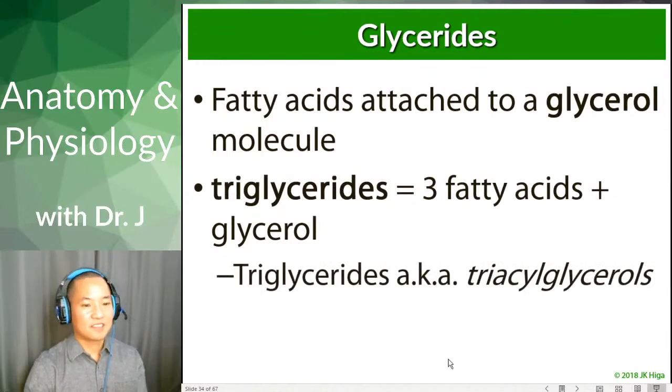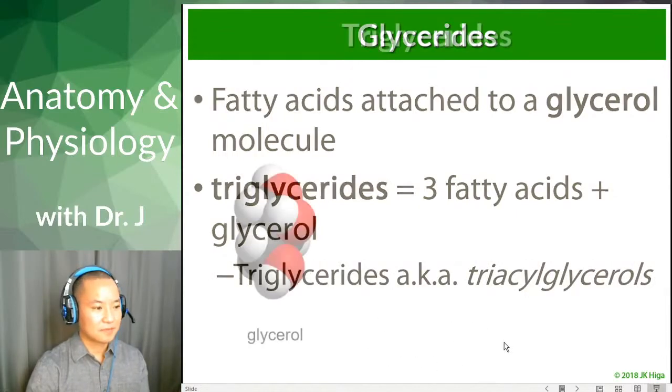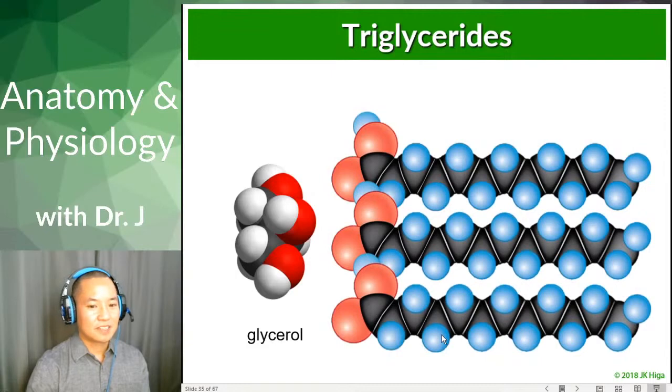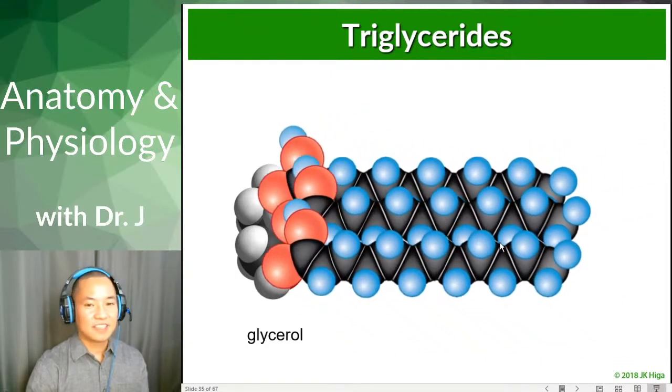So triglycerides, also known as triacylglycerols. Here's glycerol, and again, glycerol is not a fatty acid. But in a triglyceride, you get 3 different fatty acids and covalently link them with chemical bonds to a glycerol molecule. So this is when you get a triglyceride. Again, it's not 3 glycerol molecules, it's 3 fatty acids plus 1 glycerol molecule. This entire structure right here is what you call a triglyceride.